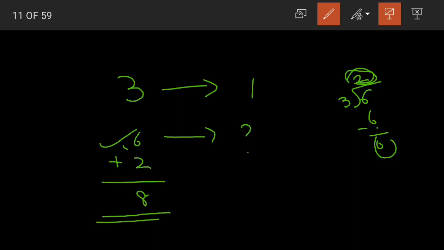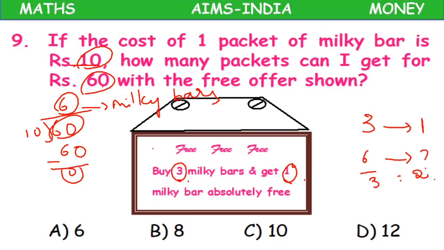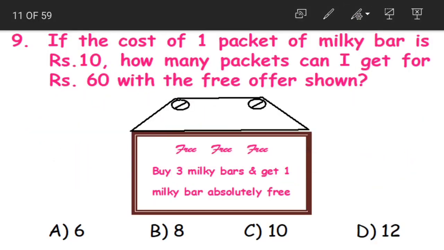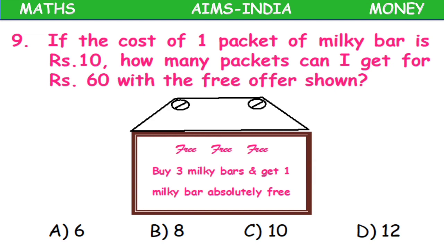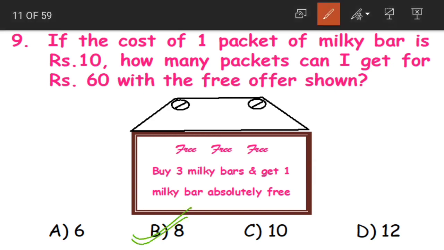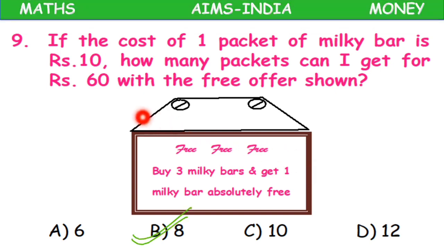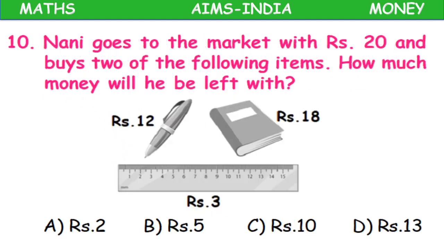Understood, children? It is actually quite a simple problem if you understand the question properly. What is the correct answer here? Option B, 8 Milky Bars we can get for 60 rupees with the free offer shown.